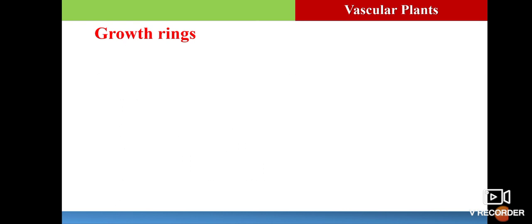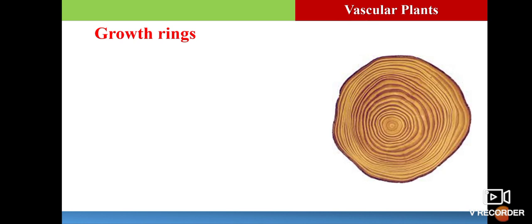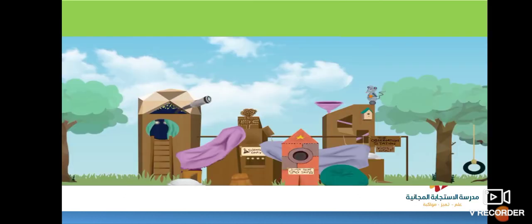Okay, this is the picture of a cut of the stem of a big tree, and we count the rings inside this disc. Okay, and we find that there are 23 rings. This means that this tree is 23 years old. That's it.